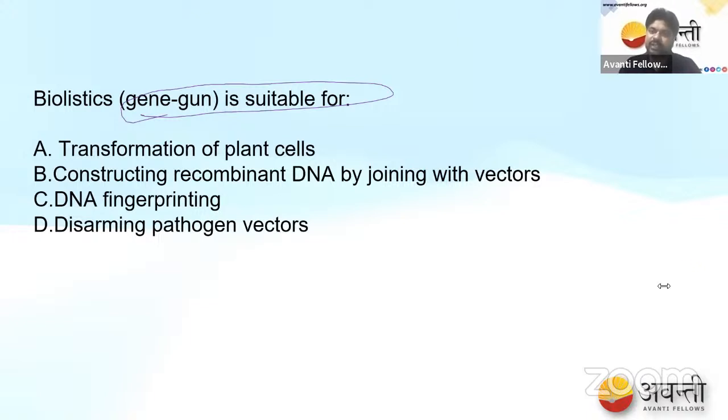चलो हम पोल को एंड करते हैं. दिस इज योर रिजल्ट. मैक्सिमम पीपल चूज ऑप्शन ए. ऑब्वियसली ऑप्शन ए इज द करेक्ट वन. अब बैलिस्टिक जीन गन सुटेबल फॉर द प्लांट सेल. ठीक है, प्लांट सेल के लिए ये सुटेबल रहेगा. अदर ऑप्शंस आर रॉन्ग. व्हाट इज द डिसआर्मिंग पैथोजन? डिसआर्मिंग पैथोजन का मतलब क्या होता है?